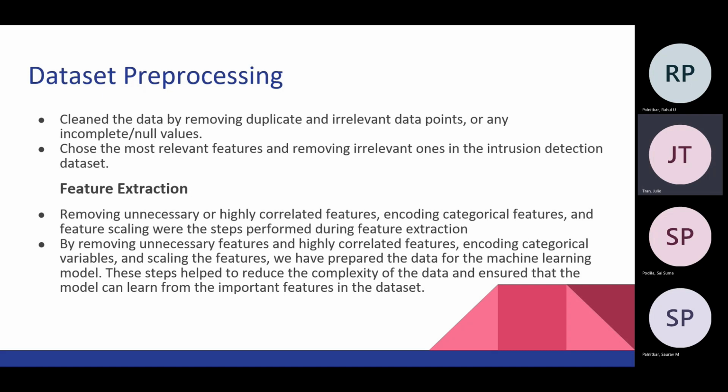By removing unnecessary features and highly correlated features, encoding categorical variables, and scaling the features, we have prepared the data for the machine learning model. These steps help to reduce the complexity of the data and ensure that the model can learn from the most important features of the dataset.